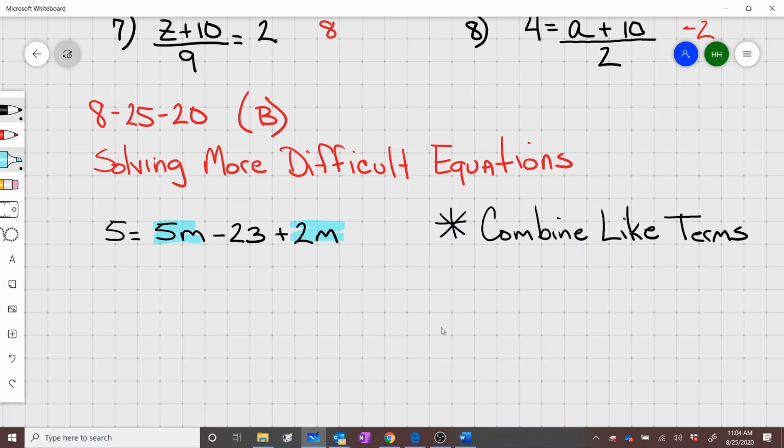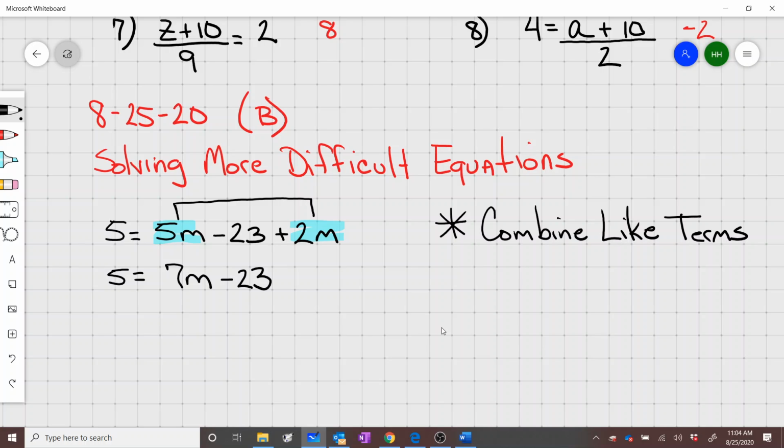Okay? So what you do is you rewrite the problem and you combine the 5m and the positive 2m. So what you get is that 5 is equal to your 5m plus your 2m, that's a 7m. And this minus 23 still stays minus 23. So there it is. And now after one step, you have problems that looked like the ones you did yesterday.